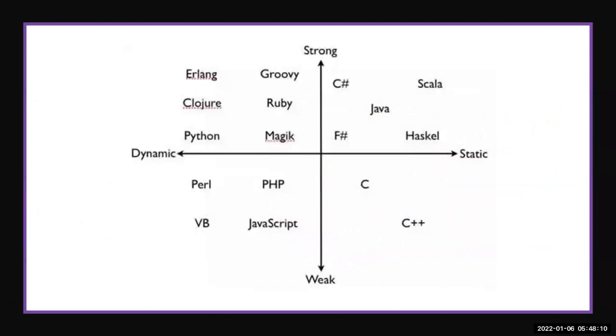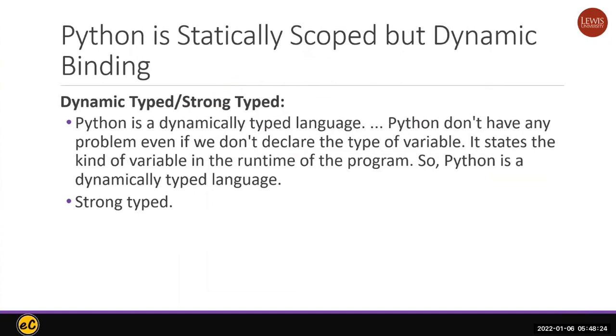This chart, which we showed in chapter two already, shows strong type, weak type, static typing and dynamic binding, the four quadrants of the different languages. Python is static scope but dynamic binding. Dynamic binding means that the association of the variable is bound dynamically at runtime. But scoping is actually static scope. That means when you write the program, where it is global, it will be global, and where it is local, it will be local. The scope where you can see the variable is determined at compile time or interpretation time. But the binding, where you bind the variable to some location, is at runtime.